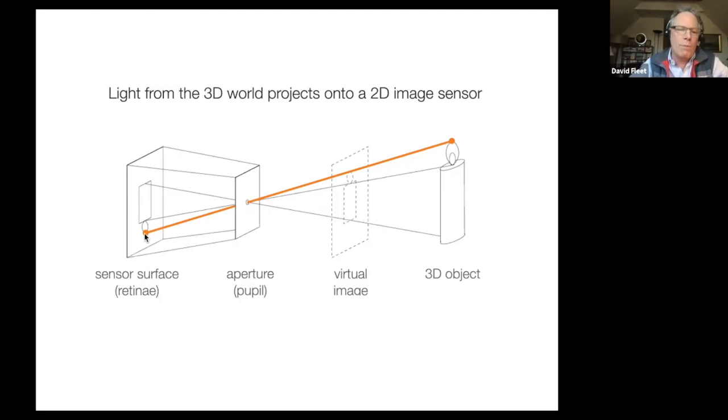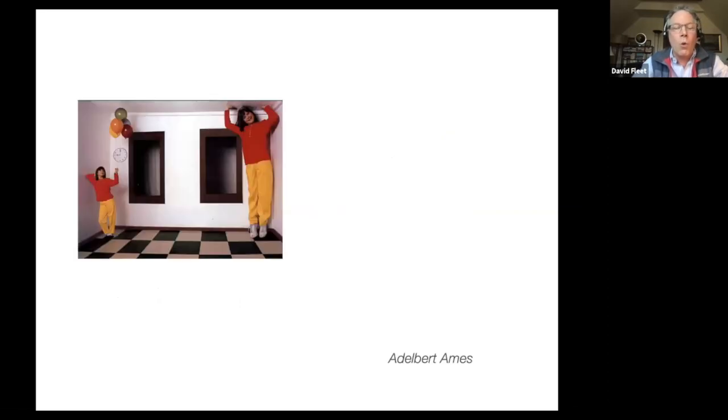And part of the process of vision is reconstructing or inferring the three-dimensional shape and size of the world from these two-dimensional images. Now, this is a great example of the size and shape ambiguity in images. This is the Ames room experiment. If you've been to the Ontario Science Centre, you will have seen this.